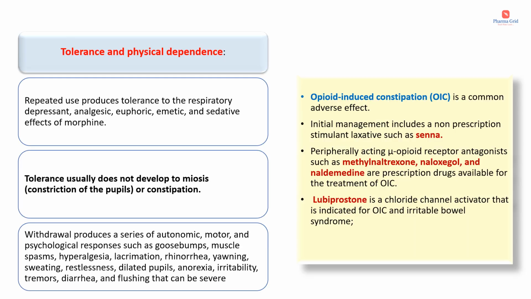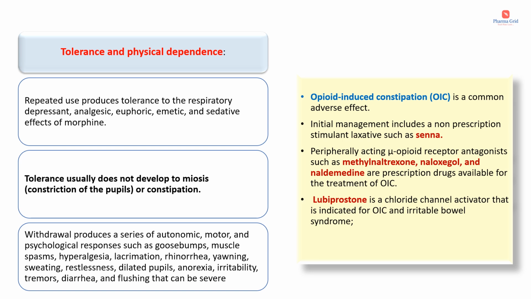Next is about the adverse effects of these opioids. These adverse effects can be correlated with the pharmacological actions of opioids. So, one of the most important problems associated with these opioids is tolerance and physical dependence. Repeated use produces tolerance to the respiratory depressant, analgesic, euphoric, emetic and sedative effects of morphine. Tolerance usually does not develop to meiosis. Meiosis means constriction of the pupils, or constipation.